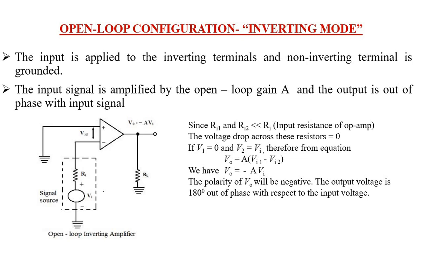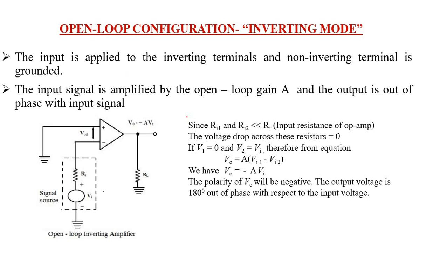This is the open loop configuration for the inverting mode of operational amplifier. The input is applied to the inverting terminal and the non-inverting terminal is kept to ground. The input signal is amplified by the open loop gain A, and the output is out of phase with the input signal. So it is called the inverting mode because it inverts the polarity of the input signal.